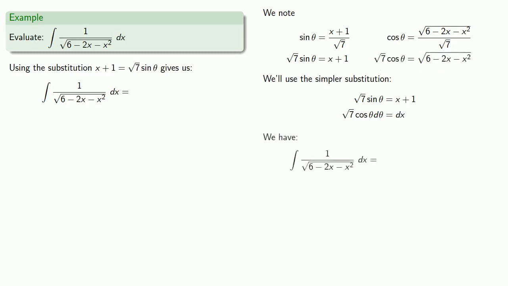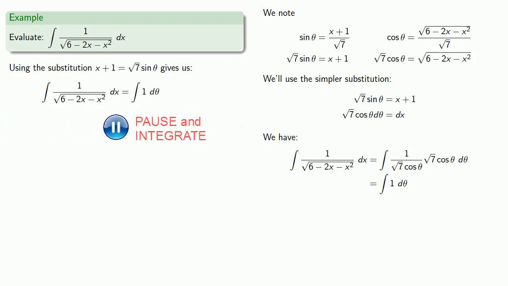Making our substitutions, we can simplify. Then integrate. We get theta plus c, and we started in x, so we should end in x. Theta is going to be arcsine of x plus 1 over root 7.